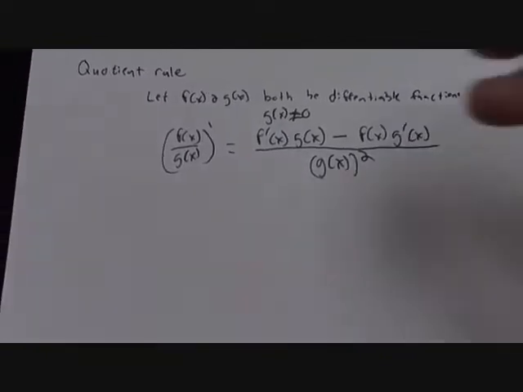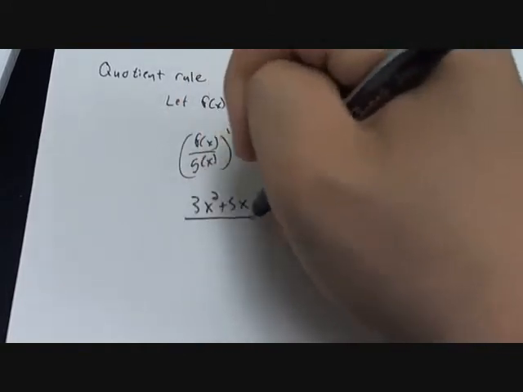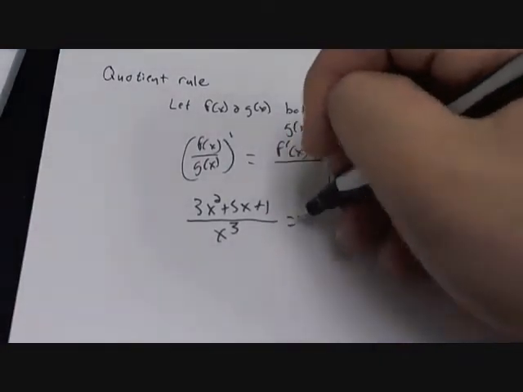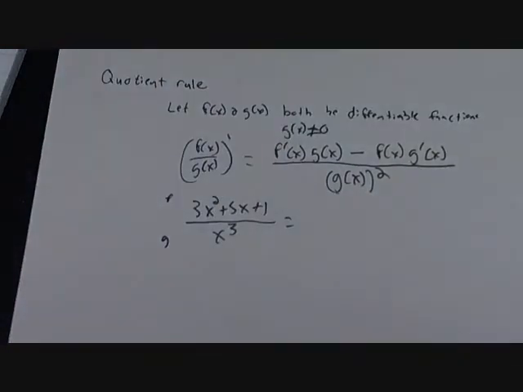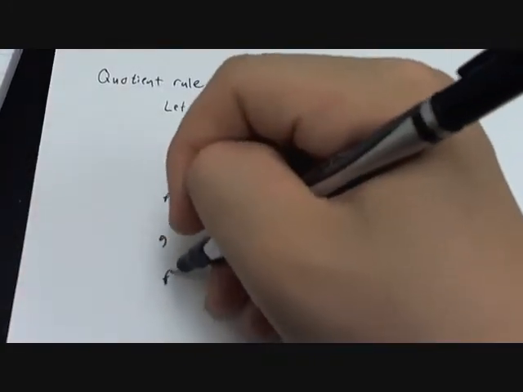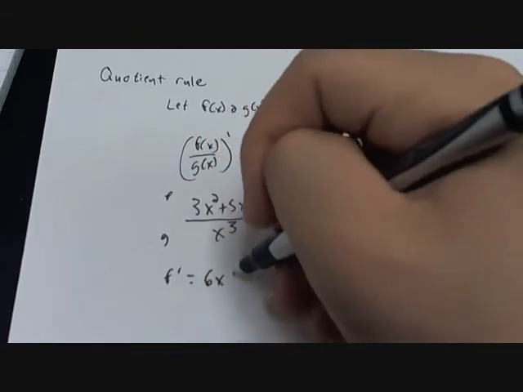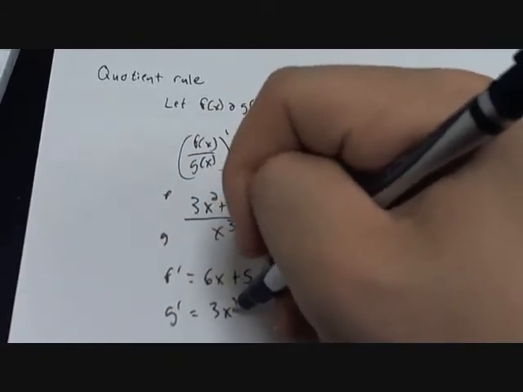Alright, so one example, let's do 3x squared plus 5x plus 1 divided by x cubed. Again, I like to label. This is f, this is g. So f prime is 6x plus 5. G prime is 3x squared.